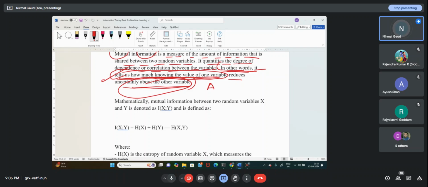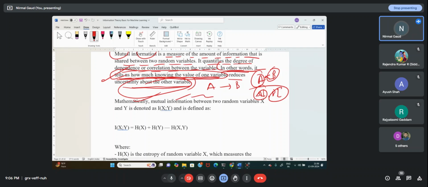If these two variables are fully, that means directly proportional, if A is directly proportional to B, then if I know about A, I am 100% knowing about B. I know everything about B. Why? Because A is increasing, B is increasing. Or if A is decreasing, B is decreasing. This is also a correlation. Decreasing is also correlation.